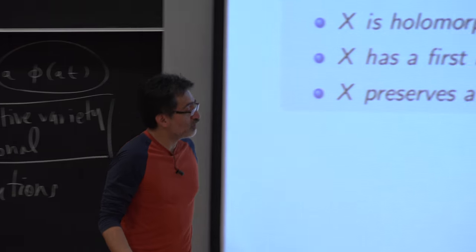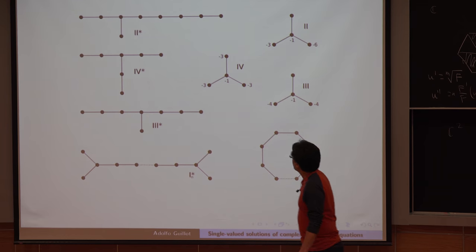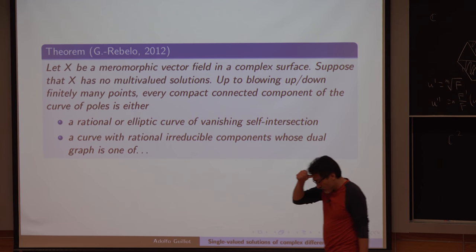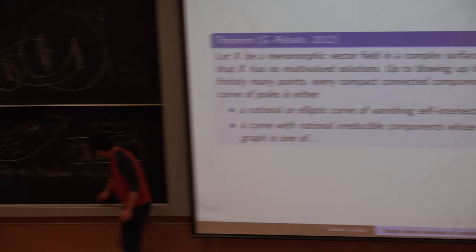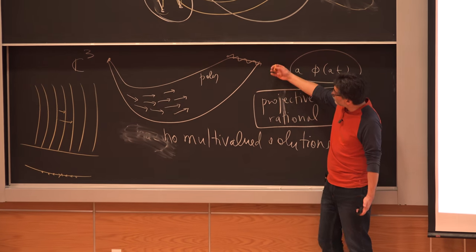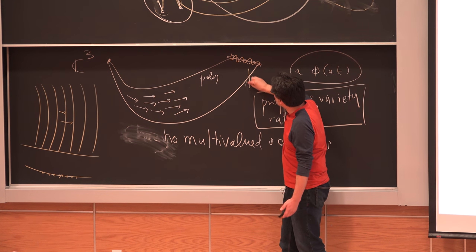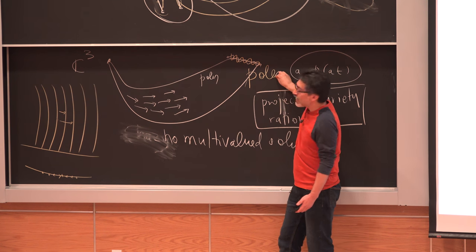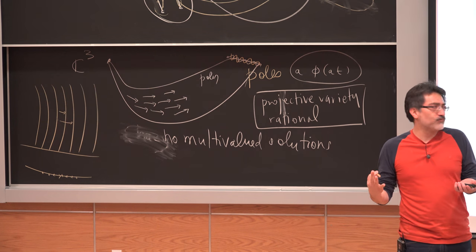And the way to prove this theorem is to first understand what the problem here is. We have a polynomial vector field, and when we compactify, we have something that's given by poles. The vector field, which was polynomial, gains some poles at infinity.